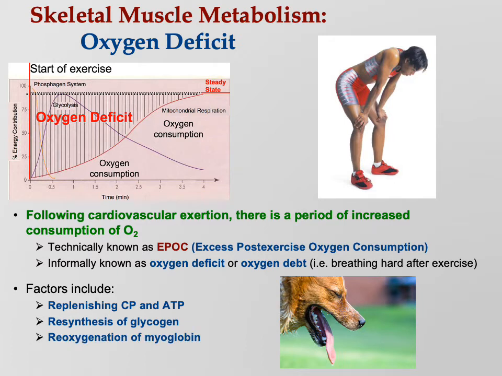Reoxygenation of myoglobin. Remember, I said the two things about the sarcoplasm of muscle cells that made it kind of unique compared to the sarcoplasm of most cells? Yeah, a lot of glycogen, a lot of myoglobin. That's because muscles need that right there inside the muscle. So after you're done exercising, you've used a bunch of that up, so you need to replenish it. Replenish that glycogen and replenish that myoglobin, reoxygenate it. And so you have to continue to breathe hard to get plenty of oxygen to do that.